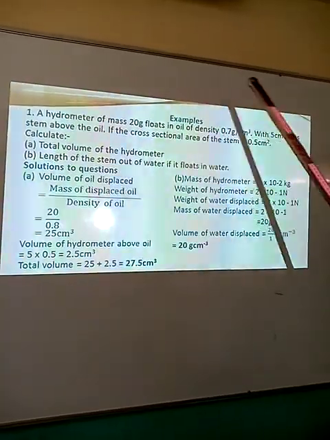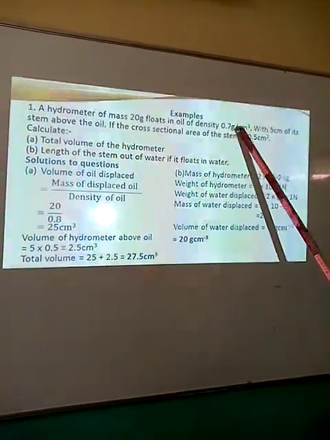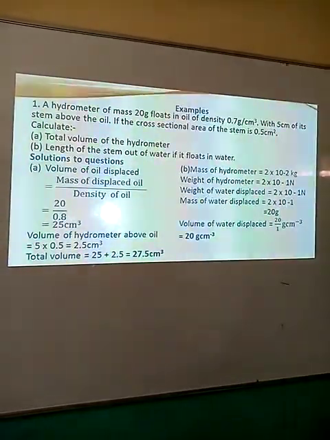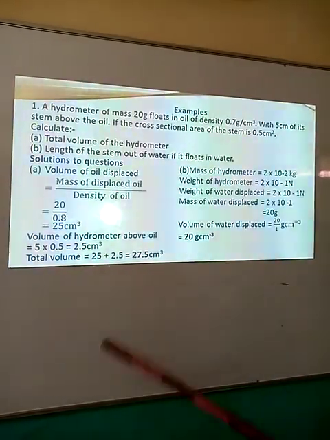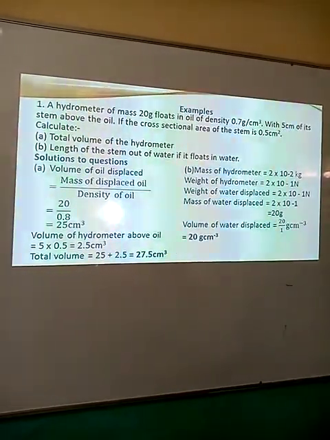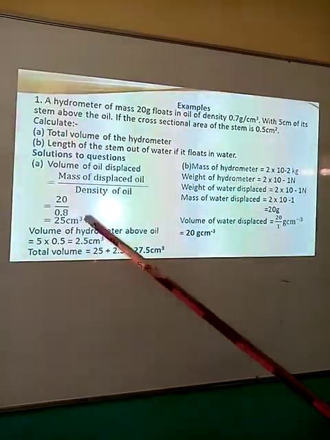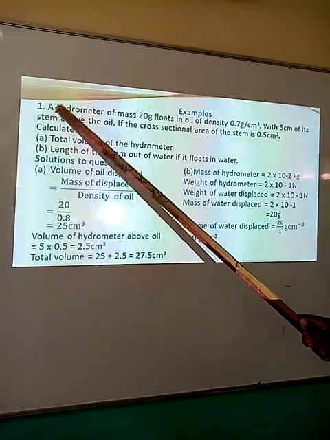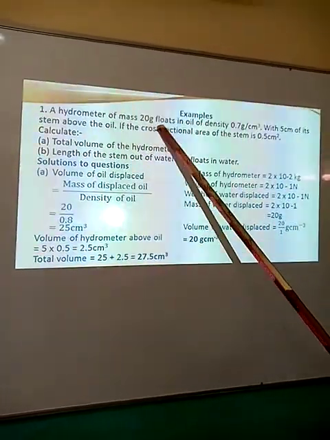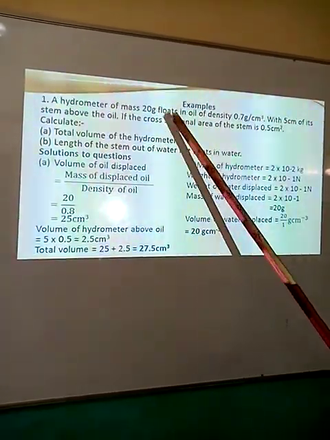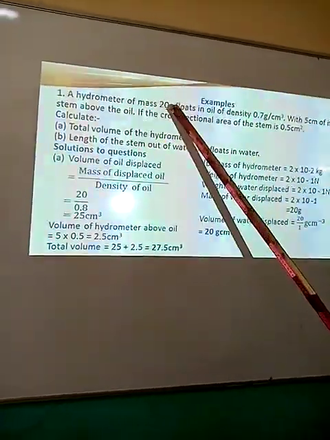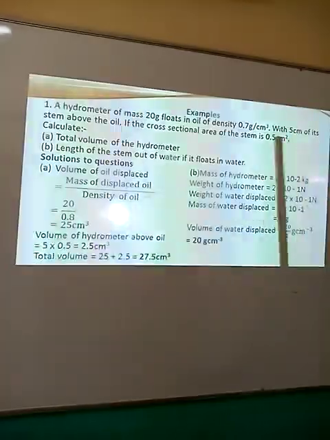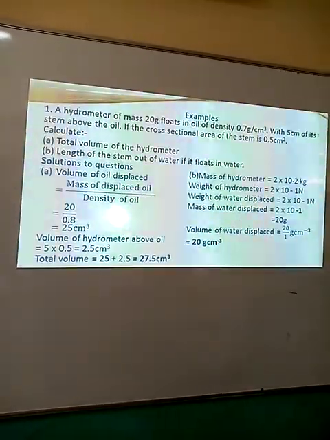In the law of flotation, the weight of the hydrometer will be equal to the weight of the oil displaced. So the first question: total volume of the hydrometer. The volume of the hydrometer is the same as the volume of the oil displaced. So volume of oil displaced will be mass of the oil over density of oil. Mass of the oil is the same as mass of the hydrometer because it is floating. Weight of the oil is the same as weight of the hydrometer, so mass of the oil is the same as the mass of the hydrometer. So we take 20 divided by 0.7, and note the value shown here is 0.8, but it should have been 0.7.